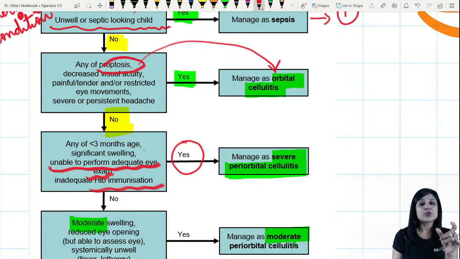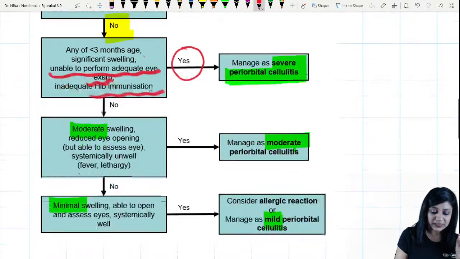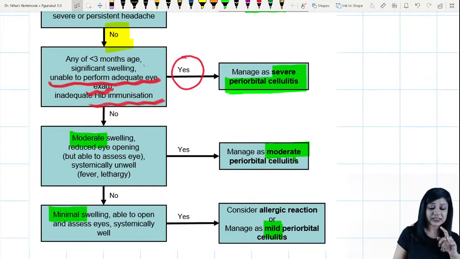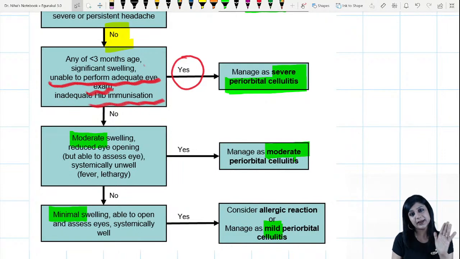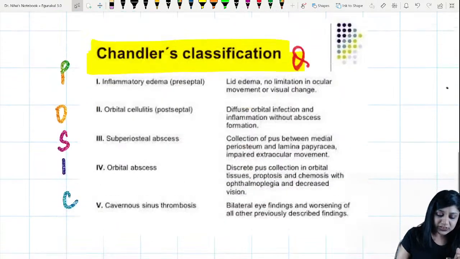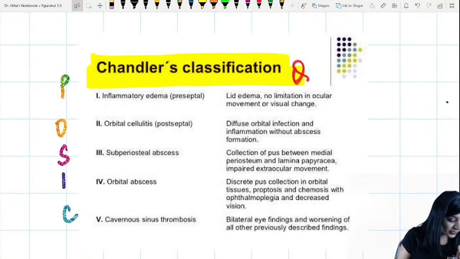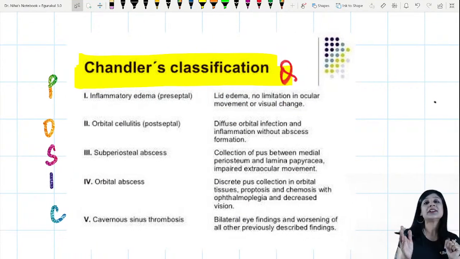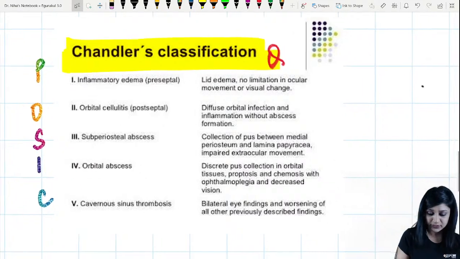Now, once you treat it as a case of orbital cellulitis, we can say whether it is a severe cellulitis, moderate or mild. That I have shown you. Okay, now let's move on to the other thing. Is this okay, Pankaj? Okay, so it's good. Please let me know if there is any problem, then I can correct it.